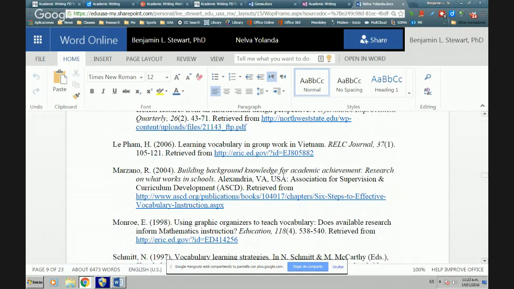Building background knowledge. Okay, what kind of reference is this? What page? What do you think, Marzano? What type of source is this? Is this an article, a book, a journal, a web page? A web page.